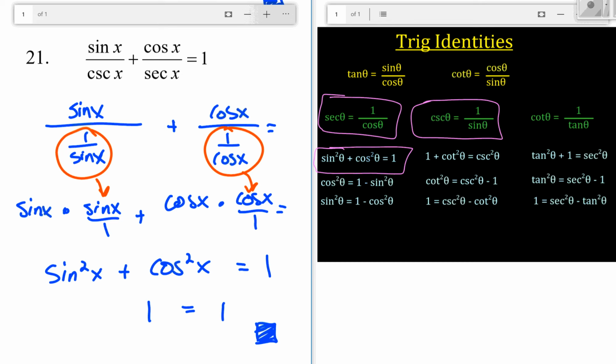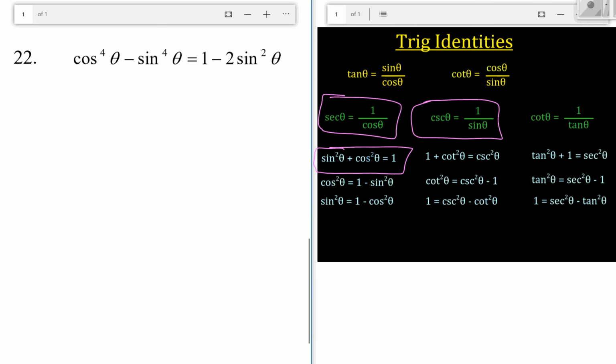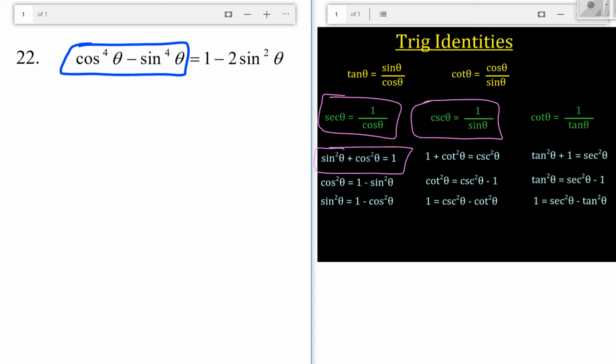All right, and then the last one, number 22. We have cosine to the 4th minus sine to the 4th equals 1 minus 2 sine squared theta. Well, we have not dealt with any to the 4ths yet, so this is definitely a bit more challenging. But if you notice, this is the difference of two squares. It also happens to be the difference of two fourths, but we can factor that thing on the left. And that's what I'm going to do to start.